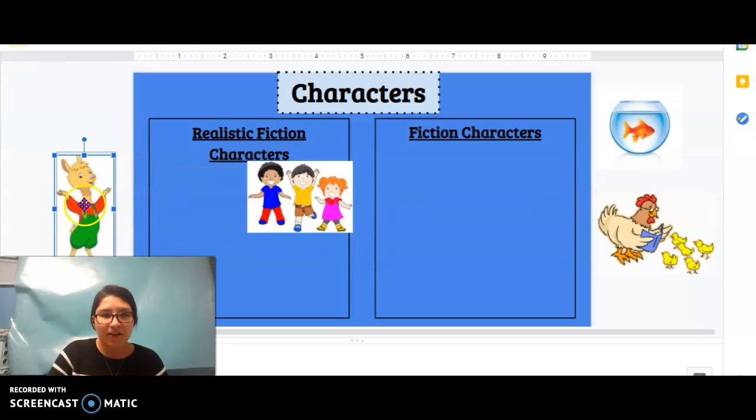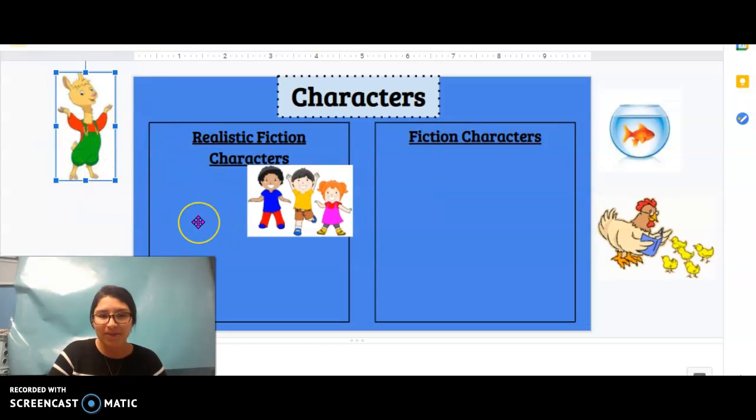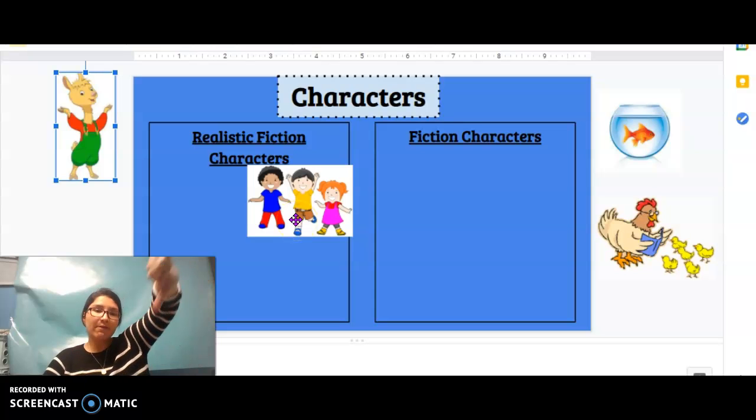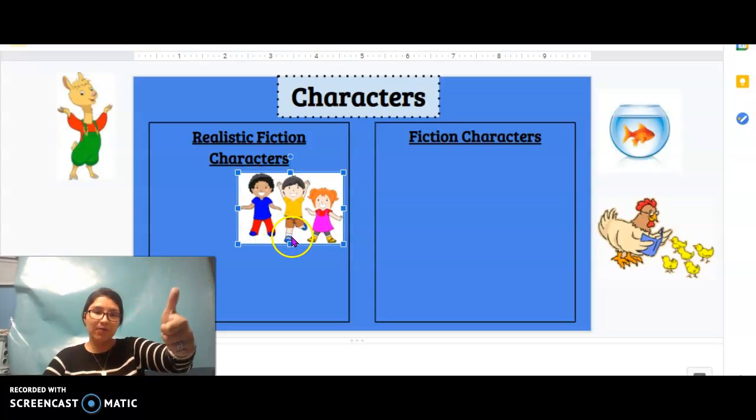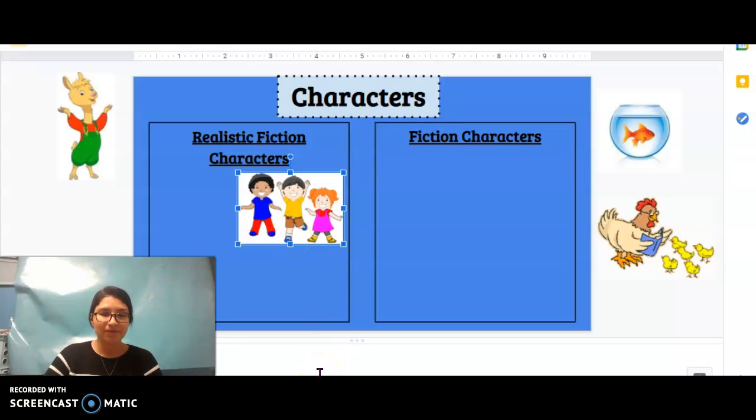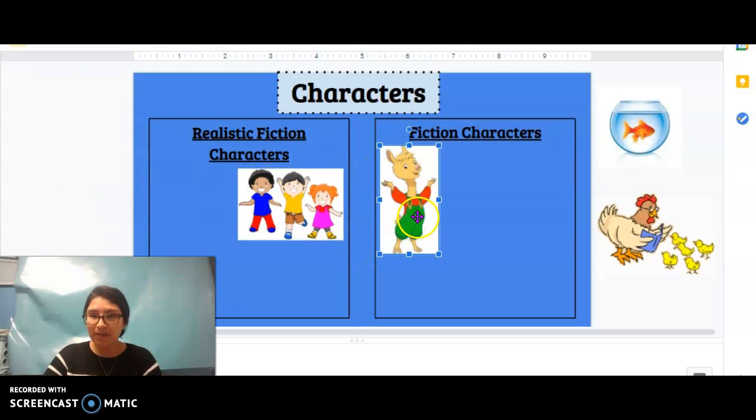Okay, let's go ahead and look at this character right here. Does he look familiar? Who is he? He's Llama Llama from that Llama Llama storybooks, okay? So just by looking at him, he's dressed, he's a llama, but he's standing up, acting like a human. So do you think he is a realistic fiction character or a fiction character? Thumbs up or down? Up for realistic fiction, thumbs down for fiction. He's a fictional character. You don't have animals that stand up and act like this, behave like they're humans, okay?